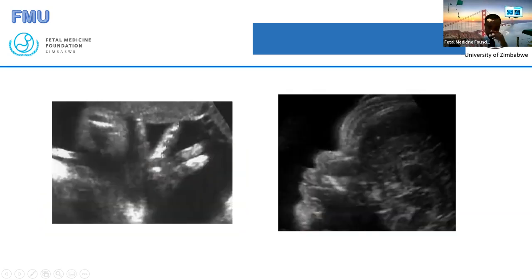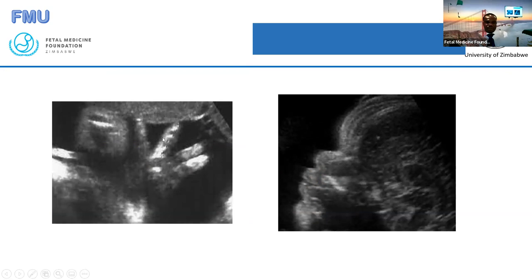And if you look at the hands, right? There's a sign where they say there's a wider spacing between the third and the fourth fingers. There's a wider space there, right?